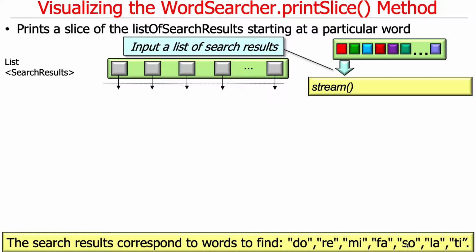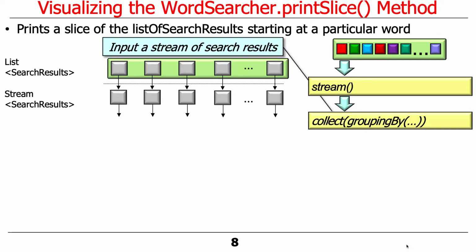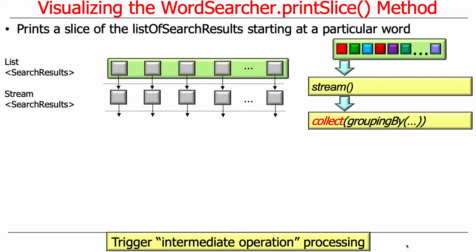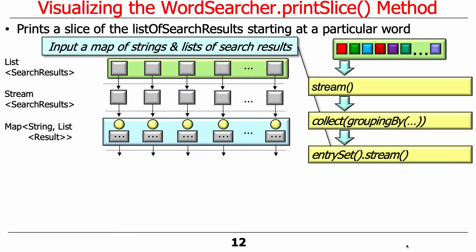Once again, we take in the list of search results, which correspond to the words that we looked up. We turn that into a stream. And then what we're going to do is collect everything together using the collect method with groupingBy. Same as before, we create a map that maps the strings to the list of search results. And then we're going to do some other extra stuff at this point. So this is what differs from what we had before.